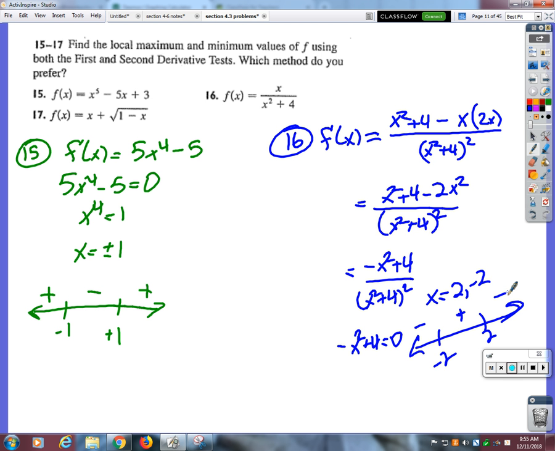You guys need to hang on to your homework because we're going to add on to it. We're going to do the second derivative stuff tomorrow, and so you're going to want to know what the first derivative was already to take the second derivative.